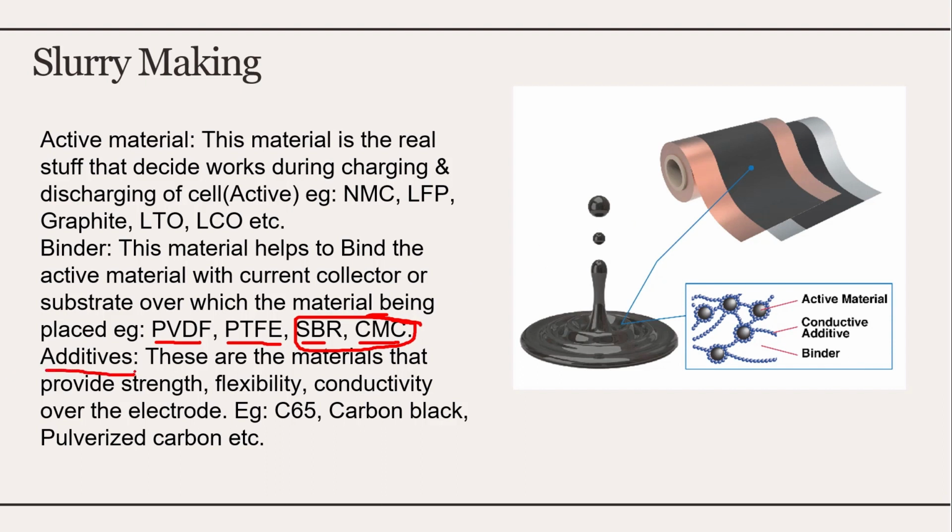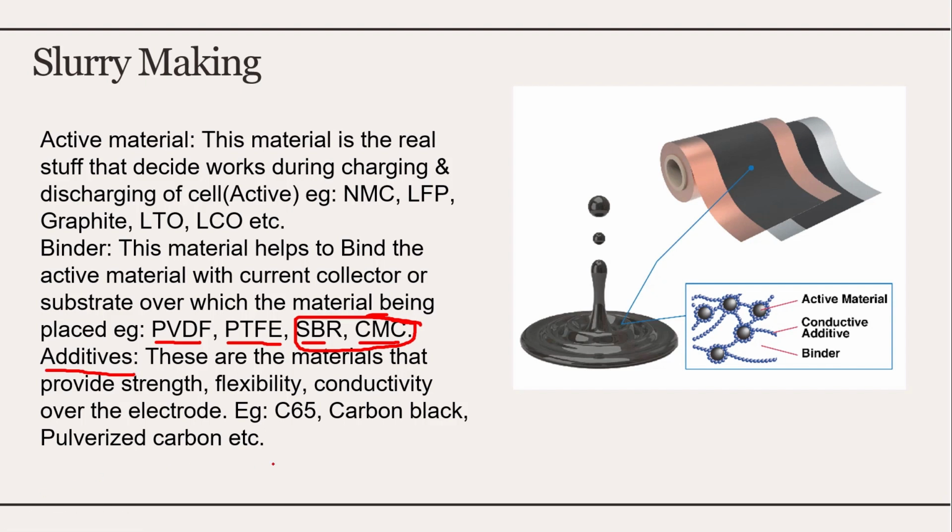Another term we use is additives. Additives are components which help us increase the strength of the material as well as the flexibility. For example, once the material is dried, it should not behave like something rigid, like a stone, so that if we fold our electrode it will crack. To avoid these kinds of issues, we add certain additives which create flexibility inside the material.